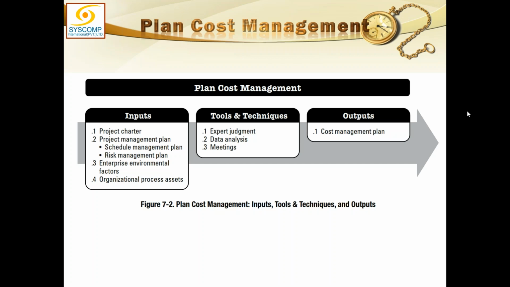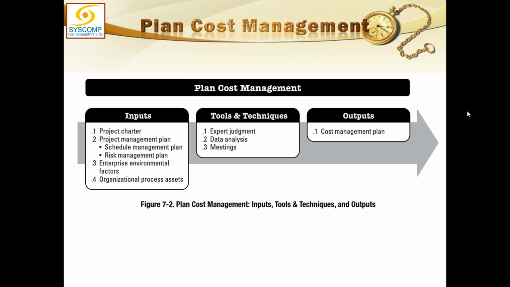Conventionally, as we have studied the scope and time, cost has got exactly the same pattern. We have charter to be used as an input, project management plan to be used as an input, and this project management plan, the essential part which I require for my cost management planning, is the schedule management plan and the risk management plan. These are two associated items which are required for developing the guidelines for cost management in cost management plan.